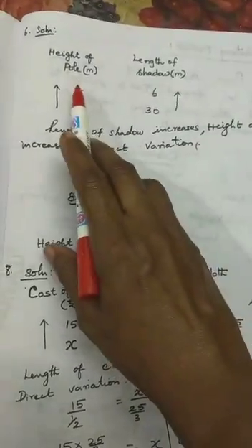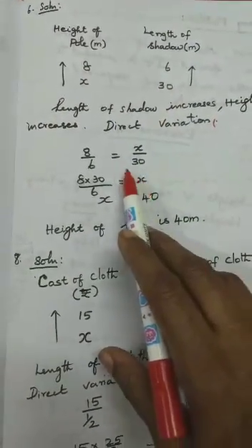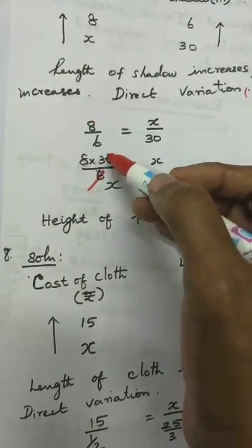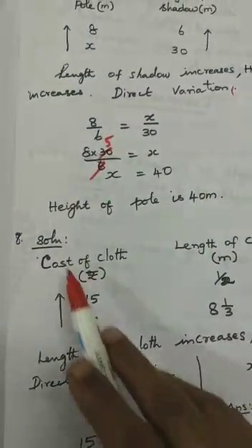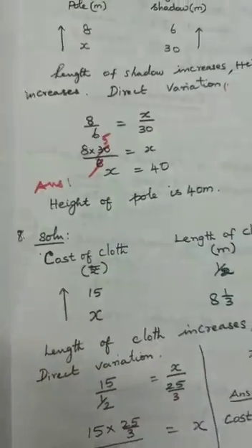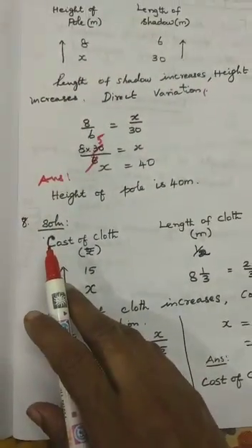Direct variation. 8 divided by 6 is equal to X divided by 30. Now you cancel. You bring this 30 this side, into 30. 6 5s are 30, so 8 5s are 40. So height of the pole is 40 meter. Okay. Then we shall move to 8th problem.